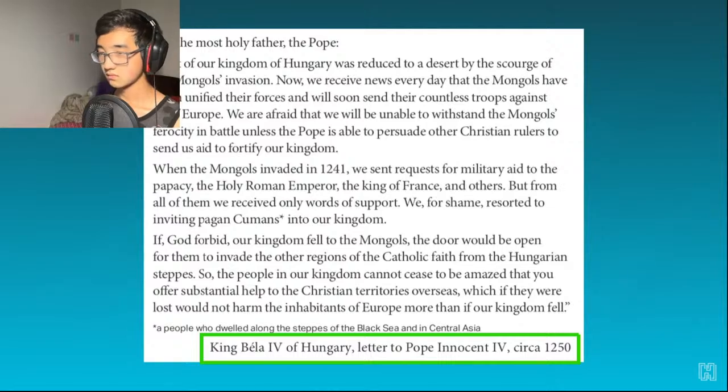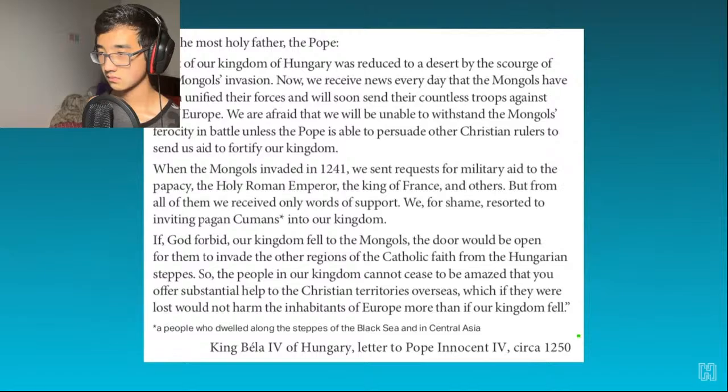Okay, so immediately I know this is a letter. It's a letter from a king to a pope, so very powerful people, and it's happening in 1250. Okay, let's start reading. To the Most Holy Father, the Pope.